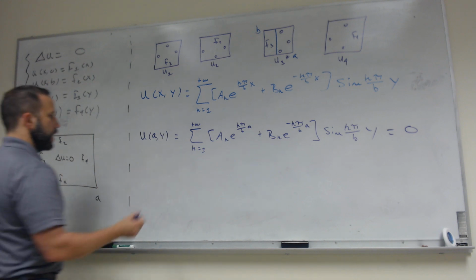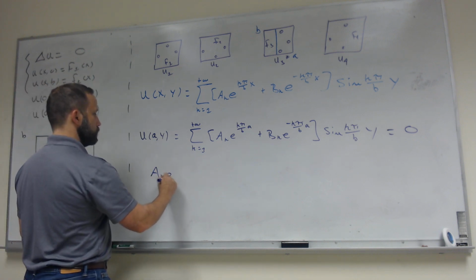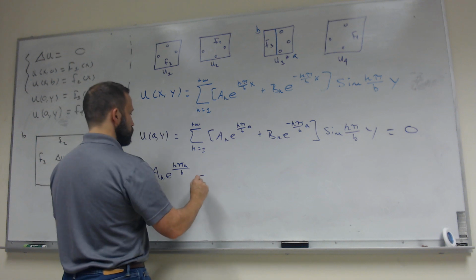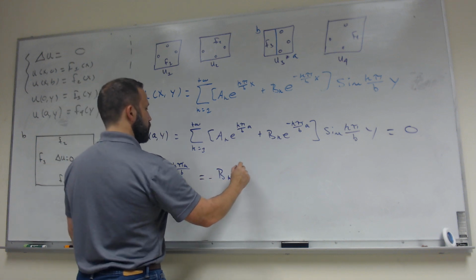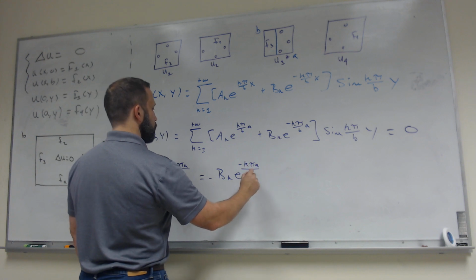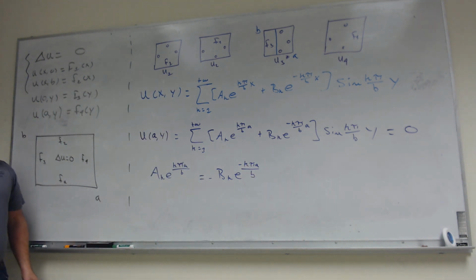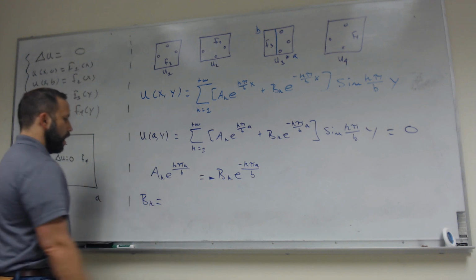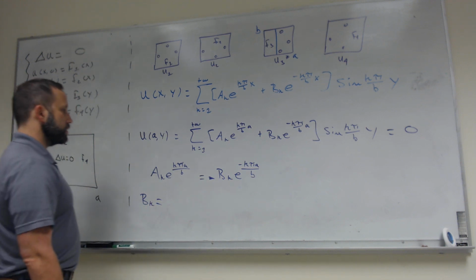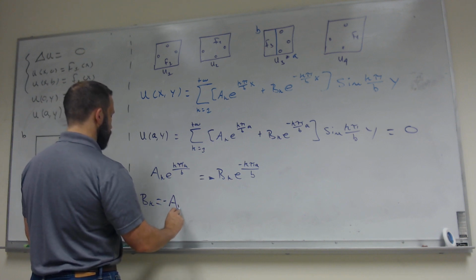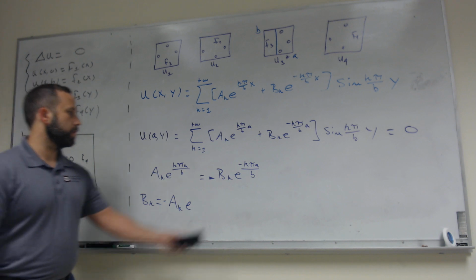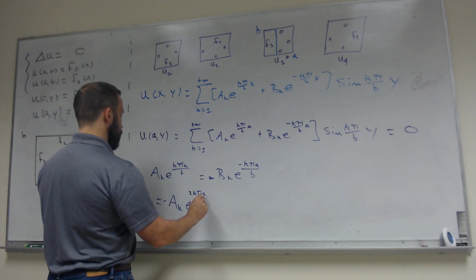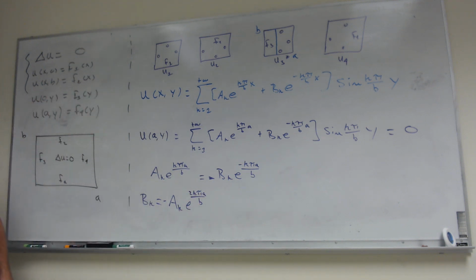Okay, so in other words, we're going to have a k e to the k pi a over b equals minus b k e to the minus k pi a over b. Okay, and so don't forget about this minus sign here. We have b k. What is b k going to be equal to? b k is going to be equal to minus a k times e, okay, so I'm going to multiply this over, it's going to be e to the 2k pi a over b. Okay, so that's what b k is.